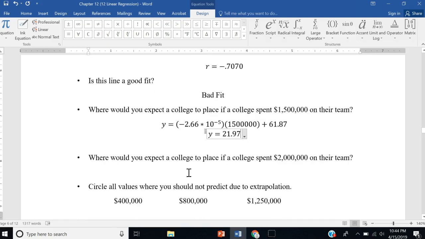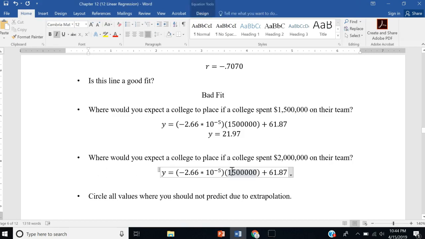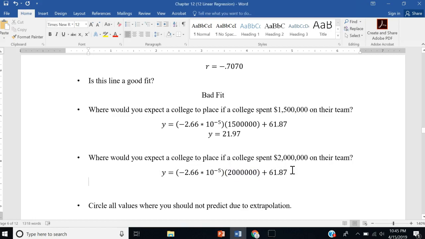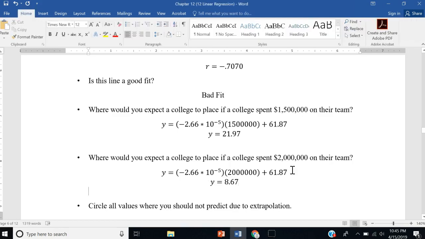What if the college spent 2 million on their team? Well, we just take this exact same concept and say they're going to spend a little bit more money. So instead of 1,500,000, what if we spent 2 million on the team? It turns out that if they spent 2 million, this line predicts their placement to be 8.67. So about 8 or 9.